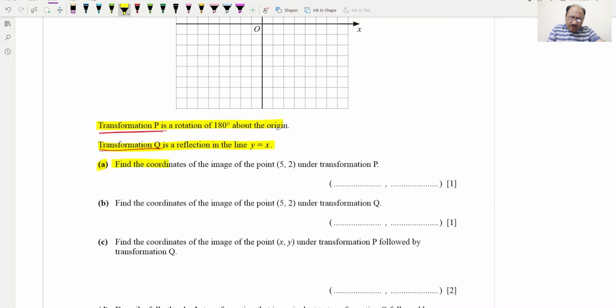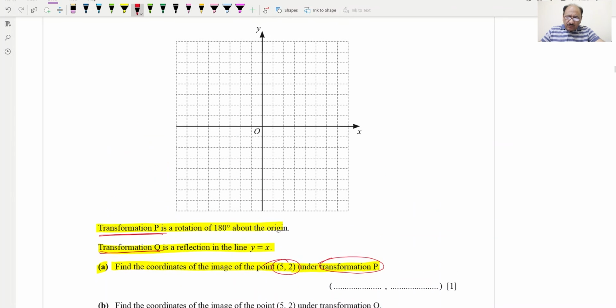And part A: find the coordinates of the image of (5, 2) after transformation P. So we have to apply transformation P on this point. First we will figure out where the point is. So 5 and 2: 1, 2, 3, 4, 5, and 2 will be 1 and 2. So we reach this point, which has the coordinates 5 and 2.